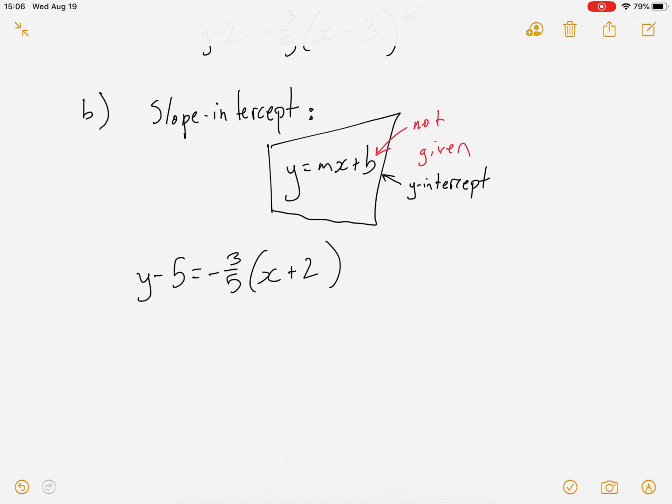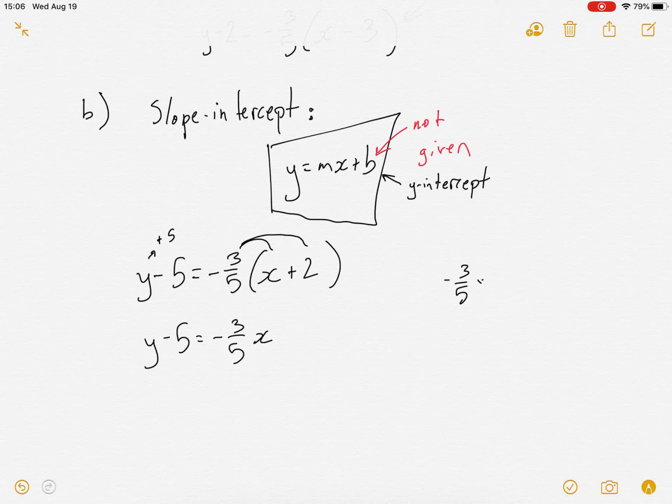And I need it to be in the format y equals mx plus b. So I'm definitely going to have to add 5 to both sides eventually. So just note that I will have to do that eventually. But before I do that, I'm going to distribute the negative 3/5 to each term in that factor right there. So we have this, and then, oh, I guess I'll review this.